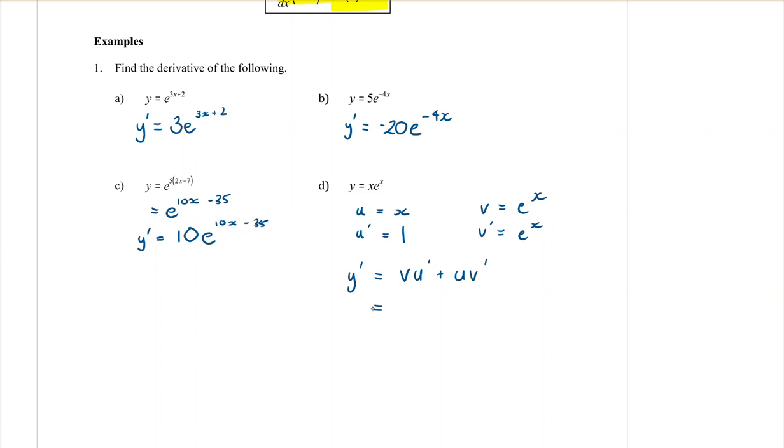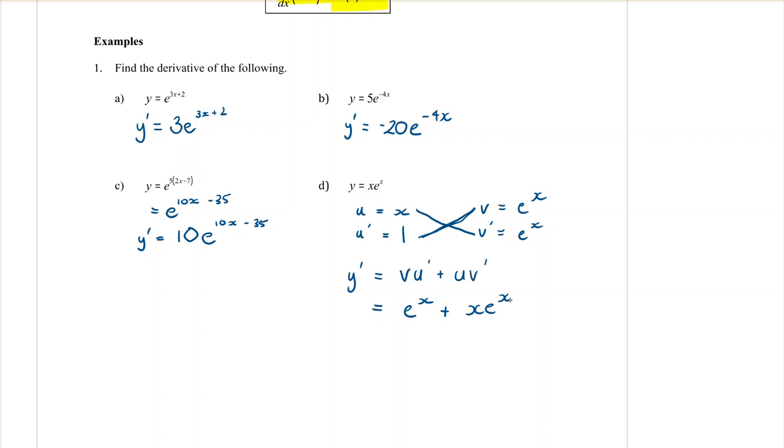All right, and we just want to sub in what we've found. So v times u dash, that's those two there multiplied together. So 1 times e to the x is going to be e to the x. Then we have a plus, and we want to do u times v dash, which is x times e to the x. So that's x e to the x.